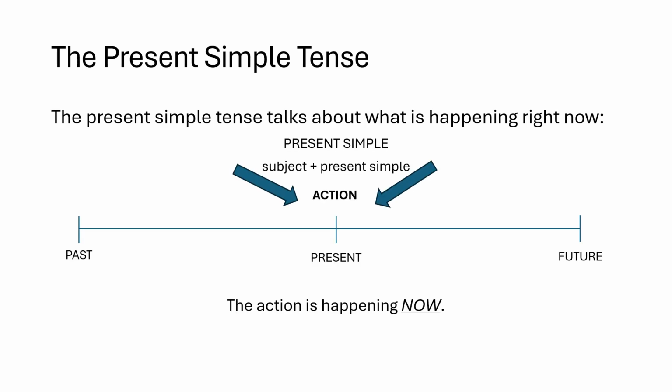This diagram shows what the simple present tense looks like. The action is happening in the moment. Now, not before, which is in the past, and not later, which is in the future. Now, the action is happening in the present.